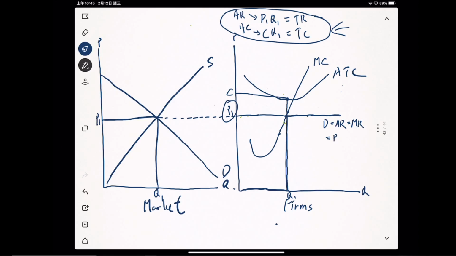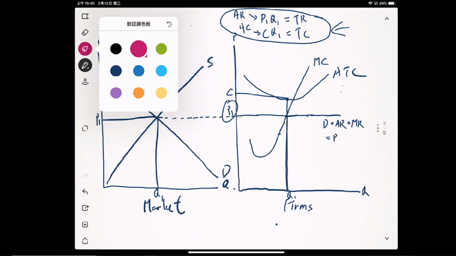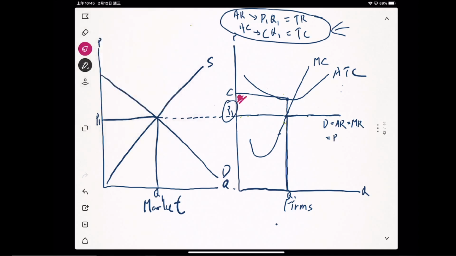And that's why the area here is your loss. Just like this. And if you want to look at the profit or loss per unit, basically, that's the distance. So that's the loss per unit.